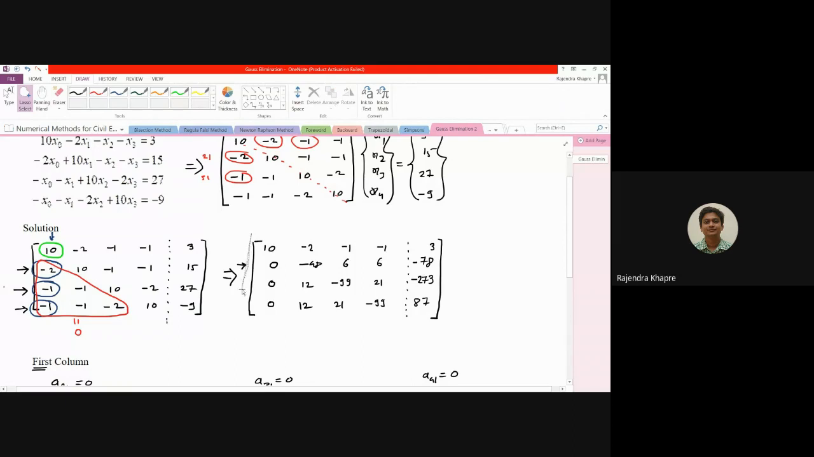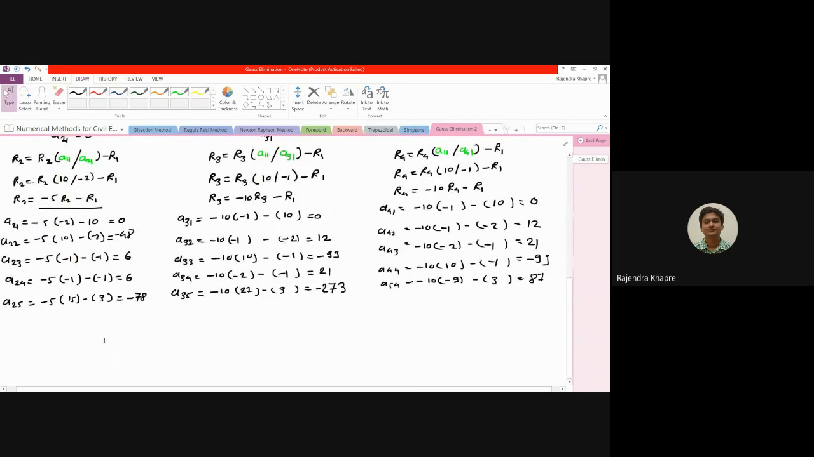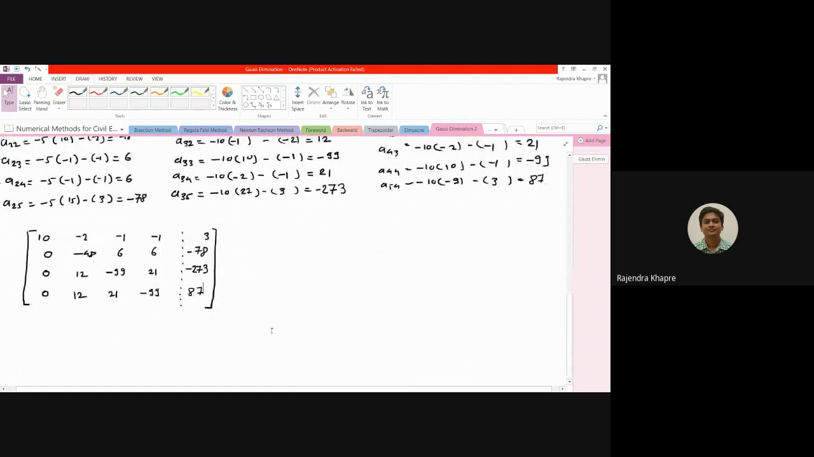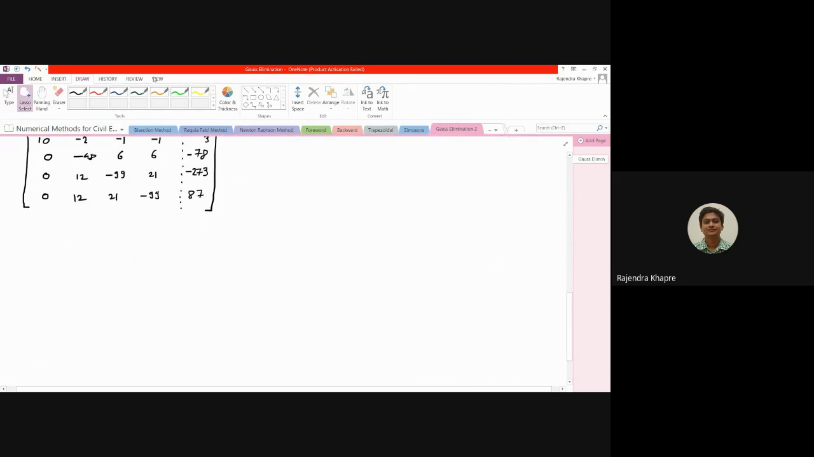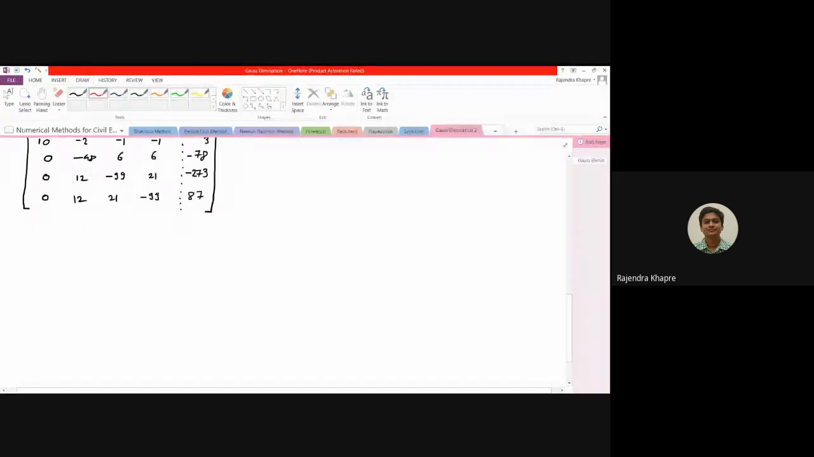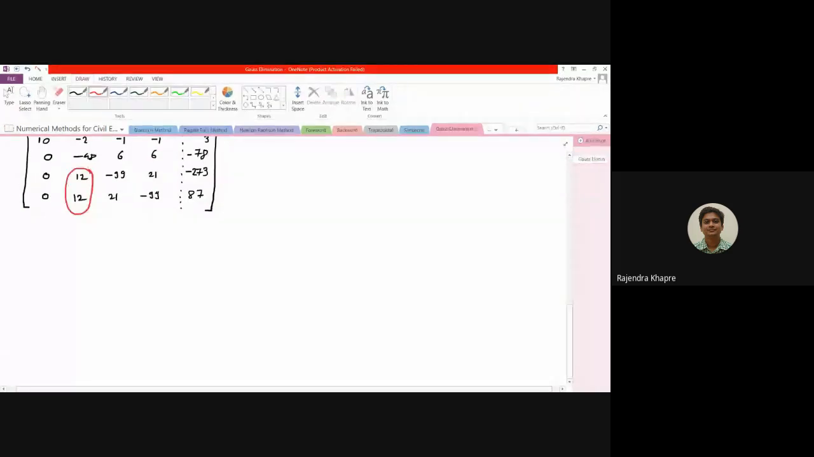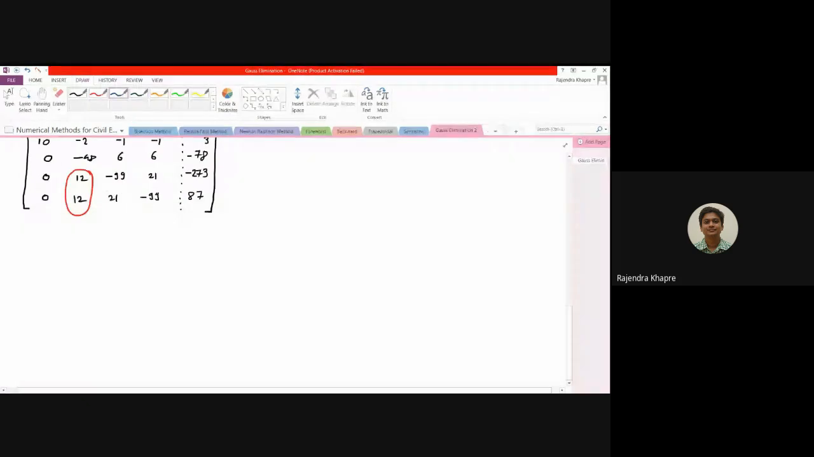Good. So now we have successfully reduced the given matrix into a matrix having the first column as 0, 0, 0. So we have completed the first cycle. Let me copy and paste the same matrix over here. Now in the second stage we have to eliminate these two elements, because we have to convert the given matrix into a lower triangular matrix. And in the third step, we have to eliminate this.